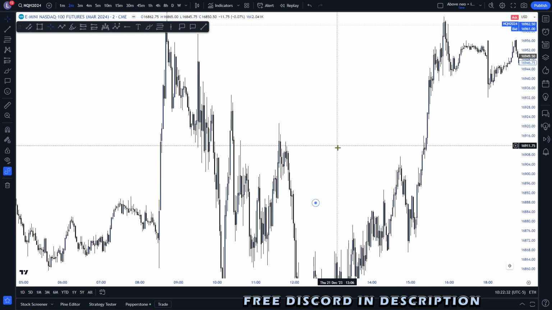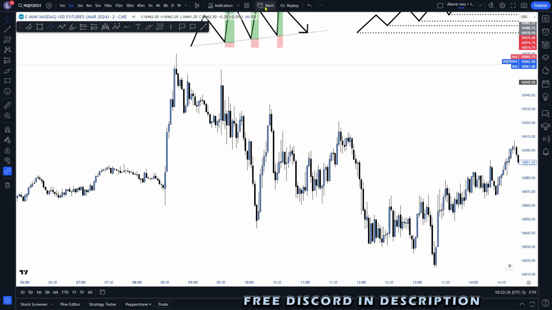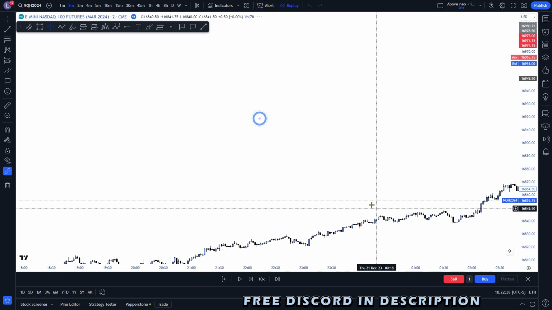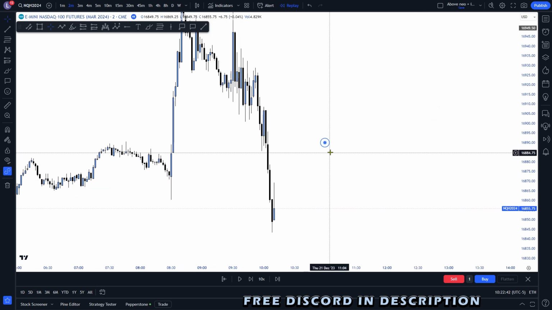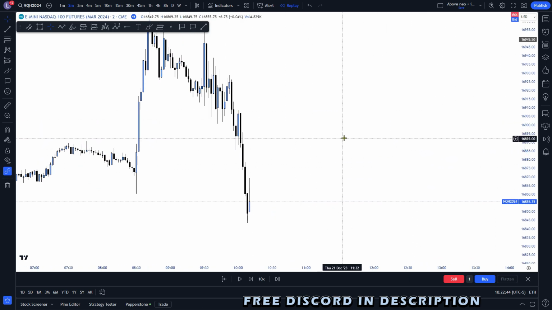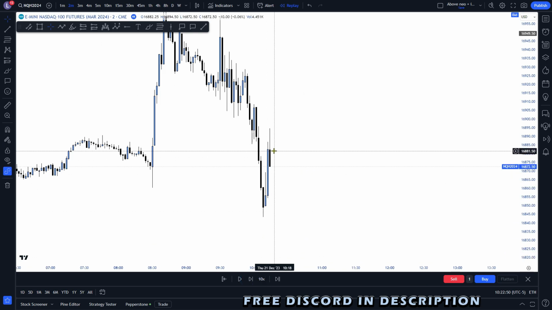Now, let's go to some live examples. So I spoke about this silver bullet trade yesterday in yesterday's video, but what we are actually going to do here is, because I've had some people asking, where would I put the take profit in this instance?